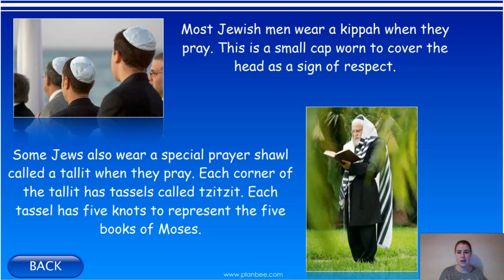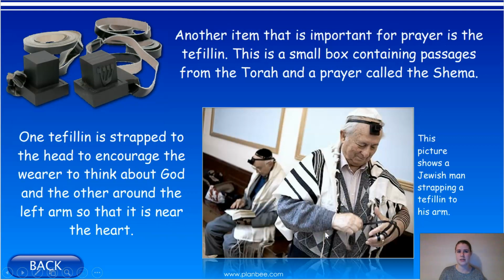Now, some of them, like that other gentleman, are wearing that shawl, which is called the talit, when they pray. Each corner of the talit has tassels, and these are called tzitzit. Each tassel has 5 knots. We know that another name for the 5 books within the Torah is the 5 books of Moses. So each one of those 5 knots represents one of the 5 books of Moses. You can see right on the corner some of the tassels, and the knots that have been twined into them.